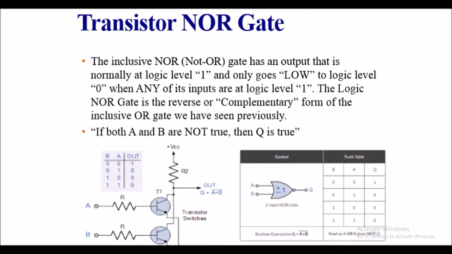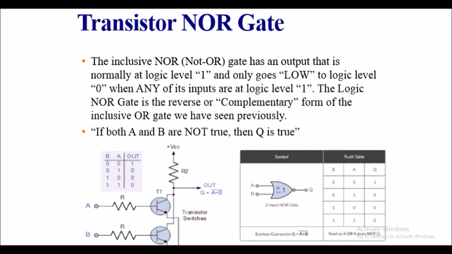Transistor NOR gate, which is the NOT of OR, the inclusive NOR, not OR. This is the NOR gate, which has an output that is normally at logic level 1 and only goes low to logic level 0 when any of its inputs are at logic level 1. The logic NOR gate is the reverse, or complementary form, of the inclusive OR gate.